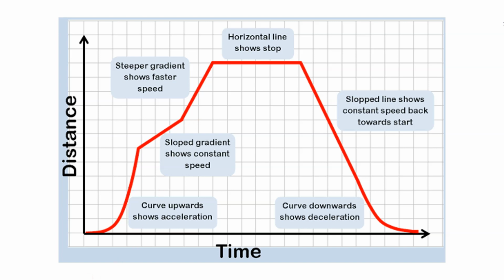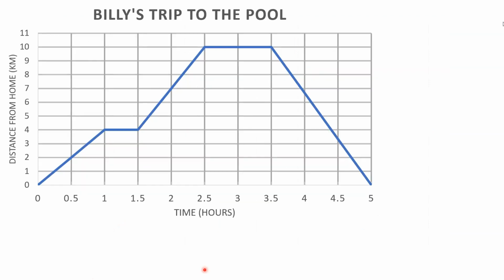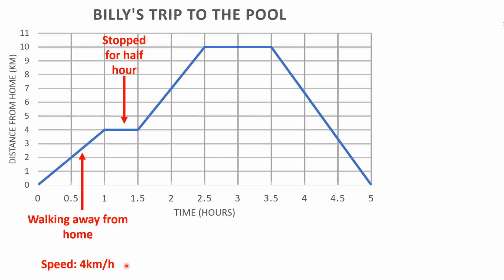So let's go look at an example here. Here's Billy's trip to the pool. If I was to tell this like a story, he starts off walking away from home. And we can see the speed here because in 1 hour, he travels 4 kilometers. So his speed is 4 kilometers an hour. Then we have a horizontal line, which indicates he stopped at that distance. And it was stopped for half an hour. So then he stops for half an hour.